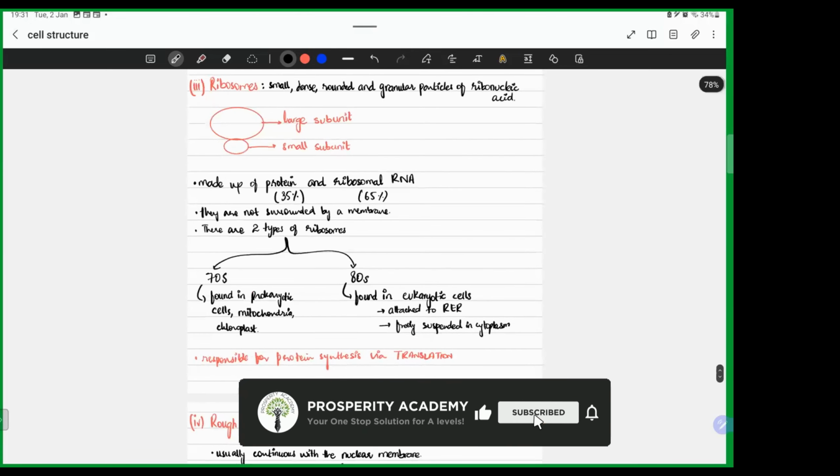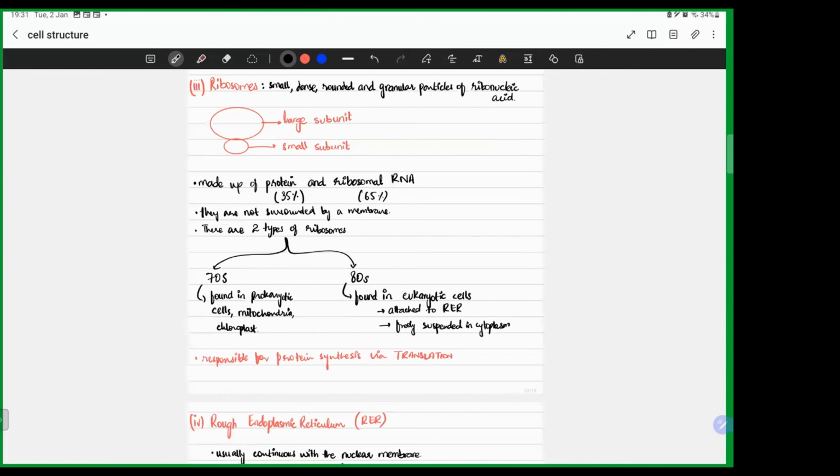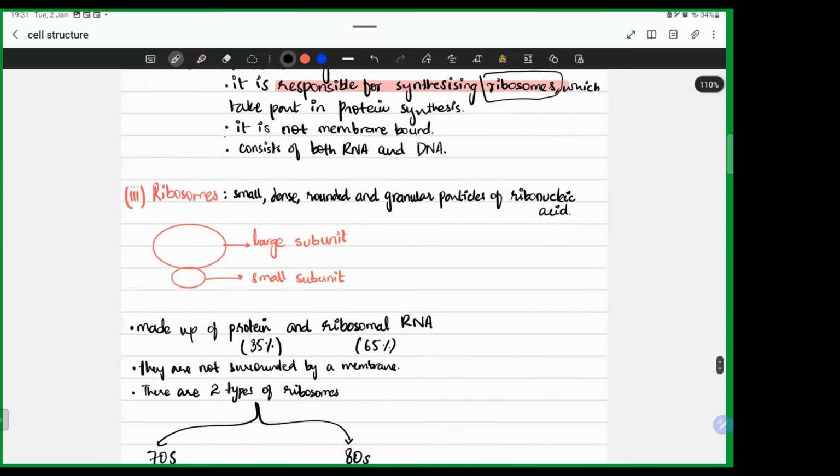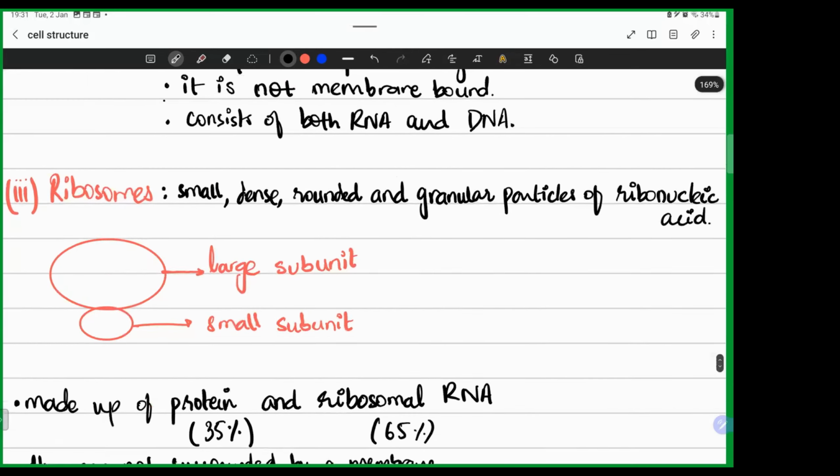Now, moving on to our next subtopic, which is interconnected to what we just studied, that is ribosomes. Now, what exactly are ribosomes? Ribosomes are small, dense, rounded, and granular particles of ribonucleic acid. Okay? Now, let's have a look at the structure of a ribosome.